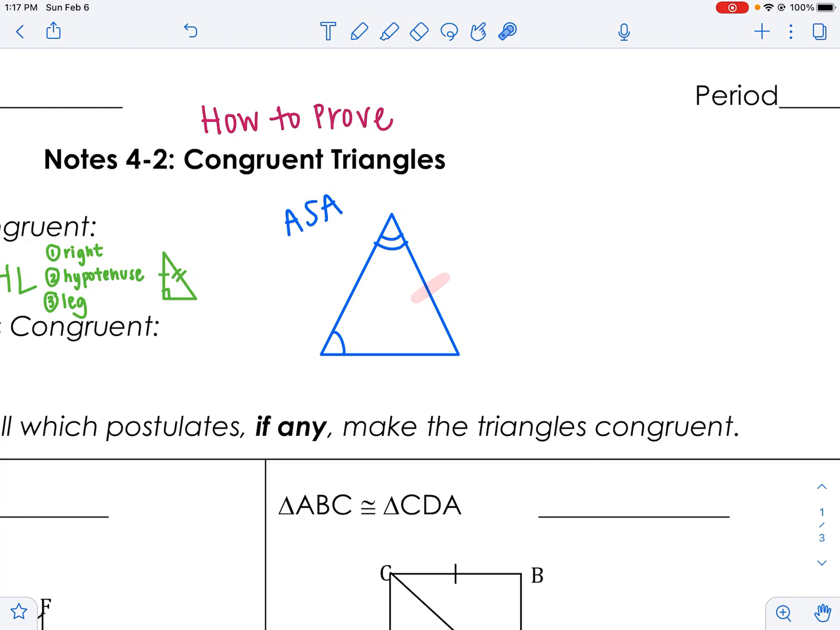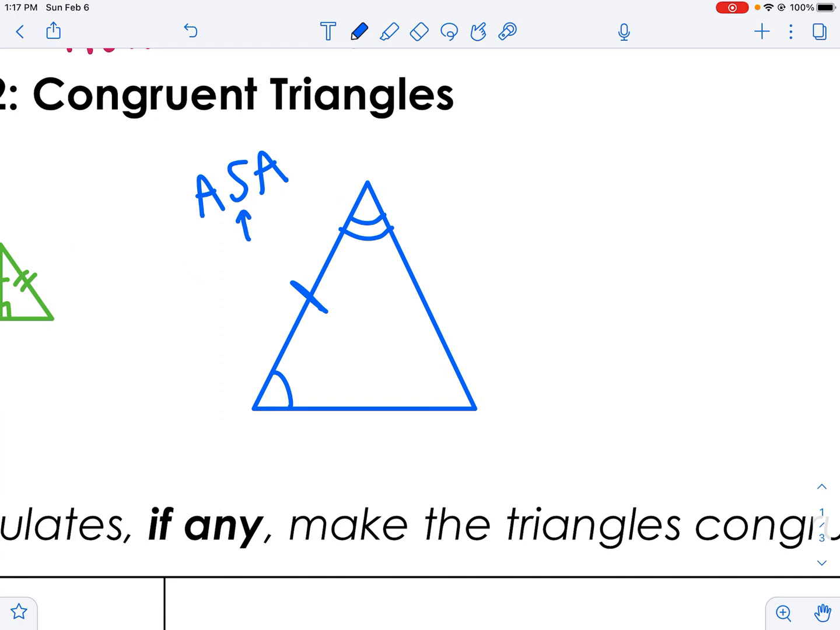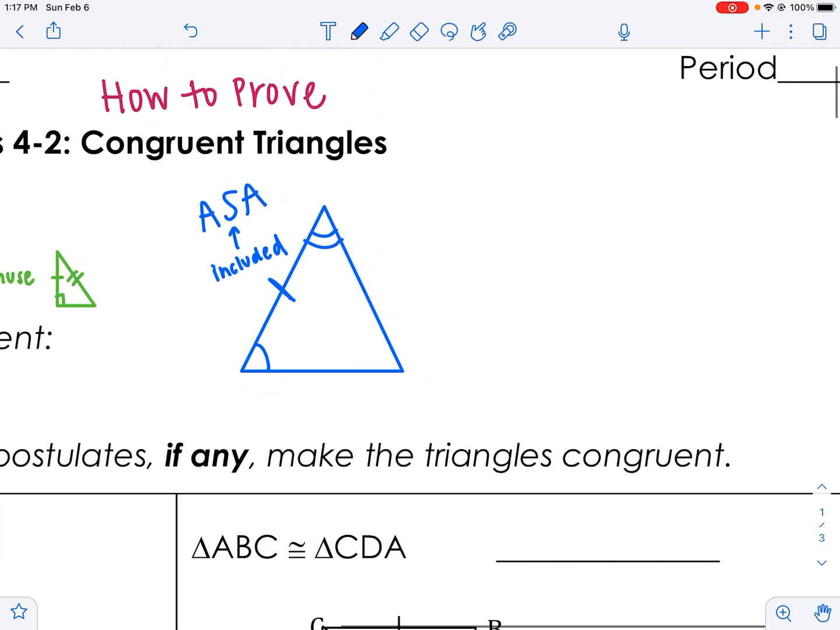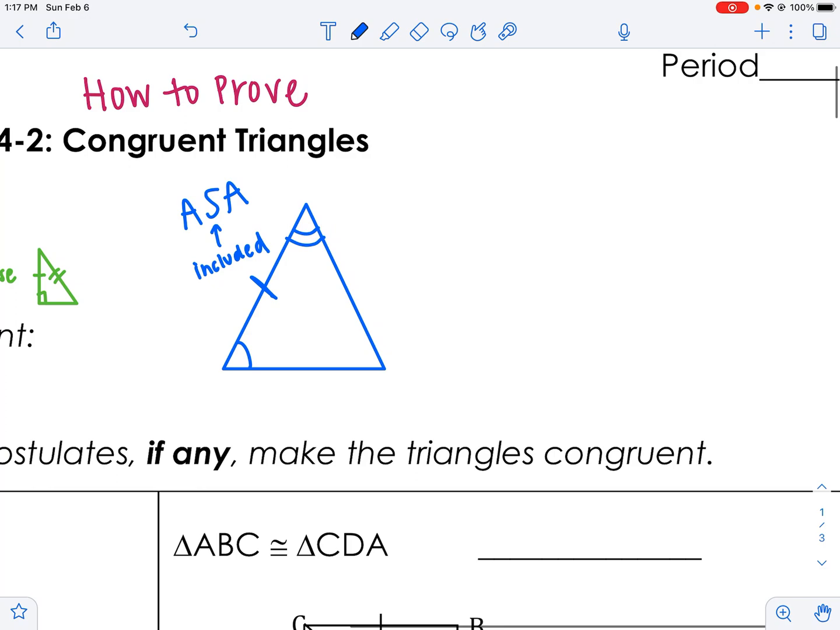So I don't want to put my tick over there. I don't want to put my tick over there. I need it between my angles, which means that my tick should go right there for angle, side, angle. And what we say is that the side is included. We don't really use the word between. I do, but the math word is included. For angle, side, angle, that side needs to be included between the angles.